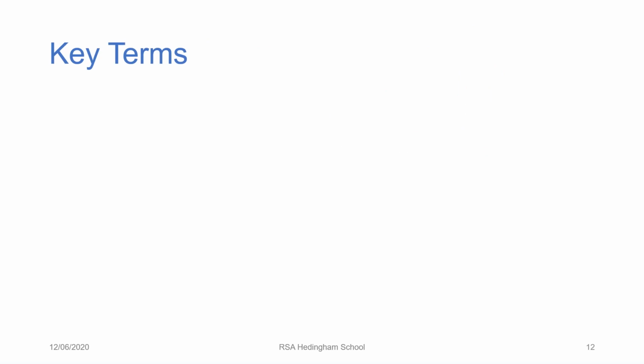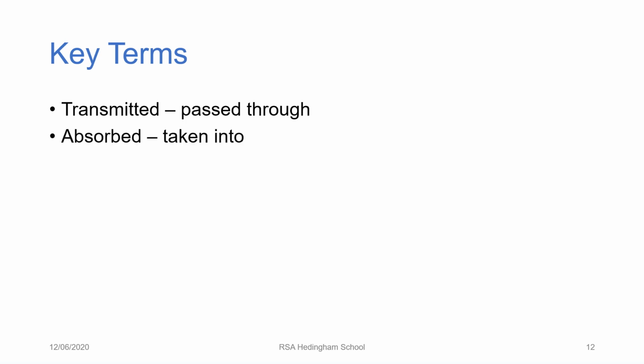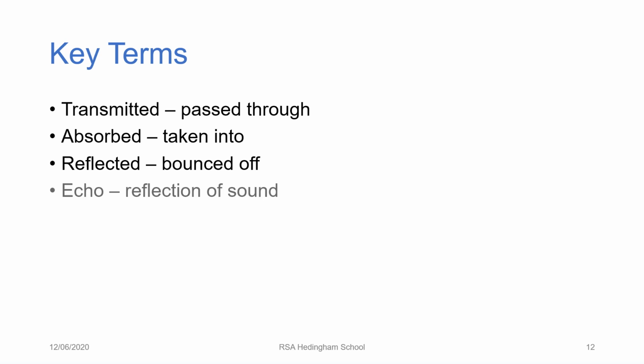There are some key terms here. First of all, transmitted, which means to pass through something. You can use that for light or sound. Absorbed means taken into and it doesn't come out again. Reflected means to bounce off something, and an echo is a reflection of sound.